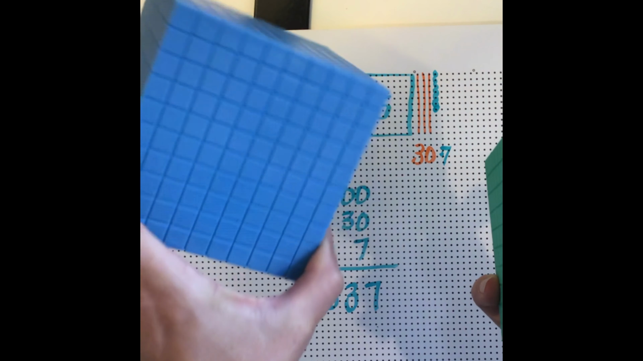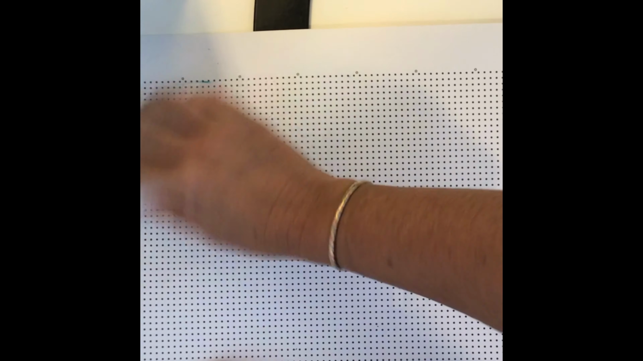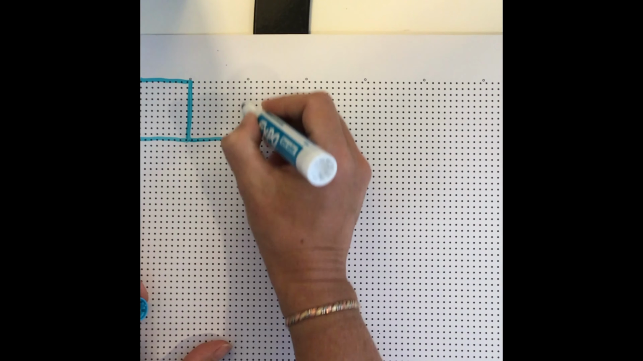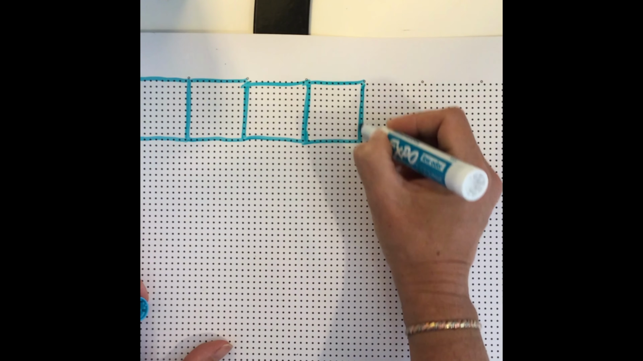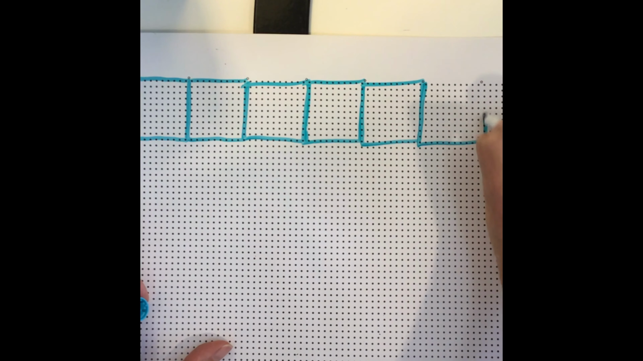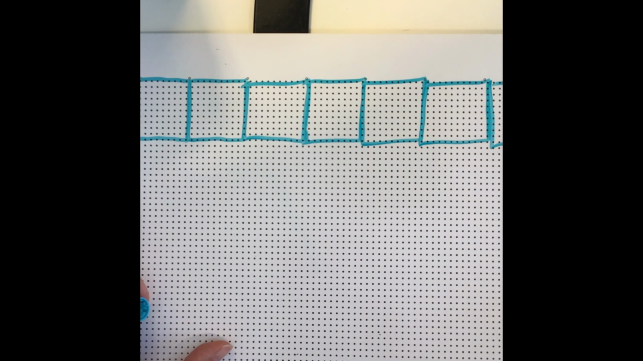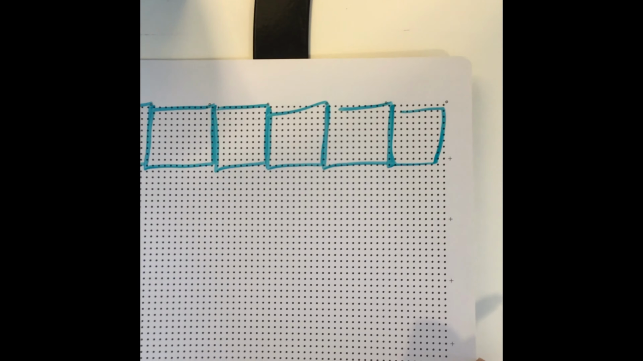Now, remember how I told you that if we stacked 10 of these hundreds together, we would get this thousands cube? Okay, well, on our little dot board, we can show that by, we would have 10 hundreds. 1, 2, 3, 4, 5, 6, 7, 8, 9, 10.